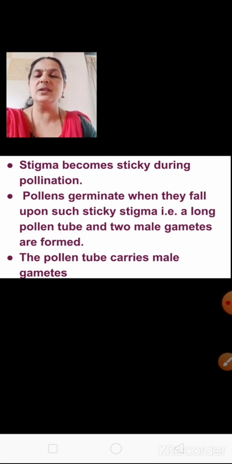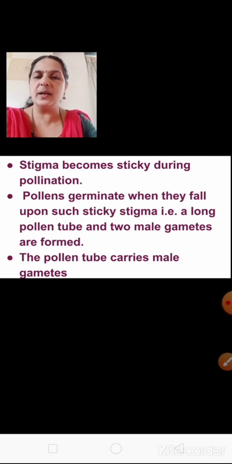They will stick to the stigma, and the pollen germinates when they fall upon the sticky stigma. So what happens when the pollen grains fall on that stigma? They will start germinating, and after they germinate, a long tube-like pollen tube and two male gametes are formed. What is formed when the pollen grains fall on the sticky stigma? A pollen tube.